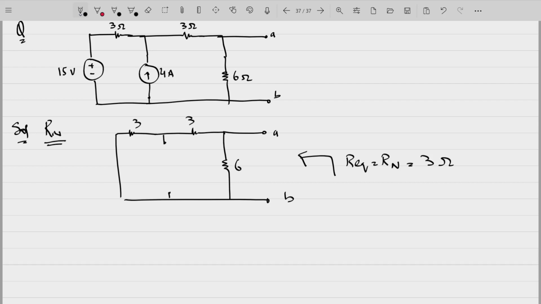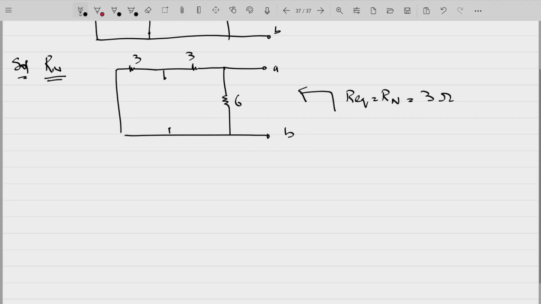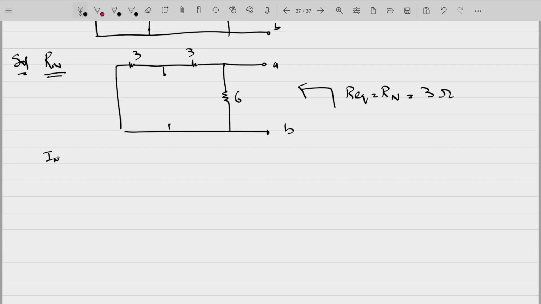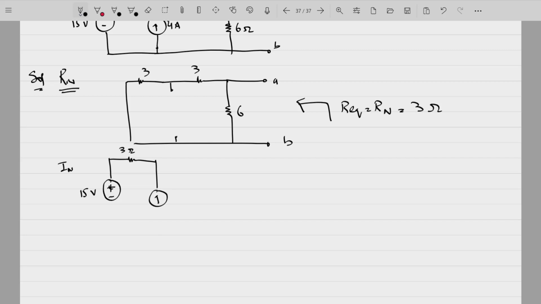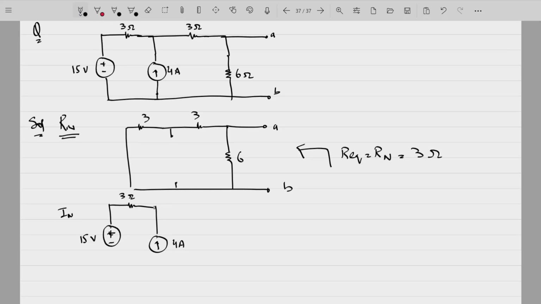3 and 3 they are in series, 6 ohms, 6 ohms and 6 ohms, then they are in parallel. 6 into 6 divided by 6 plus 6, 36 divided by 12, that is 3 ohms. To find out In, this is your 15 volt source here. 3 ohm resistance, 4 ampere current source, 3 ohm, 6 ohms, A B.